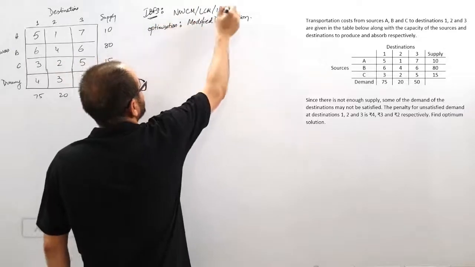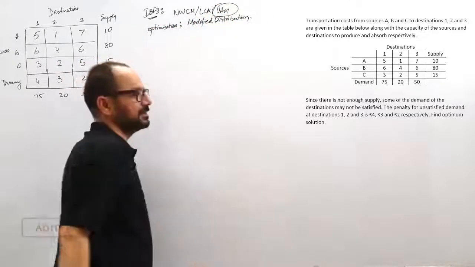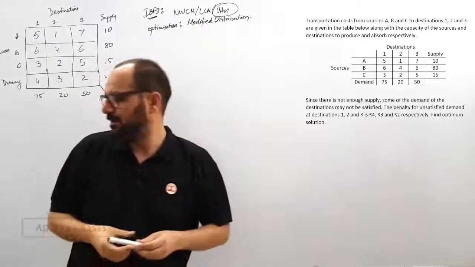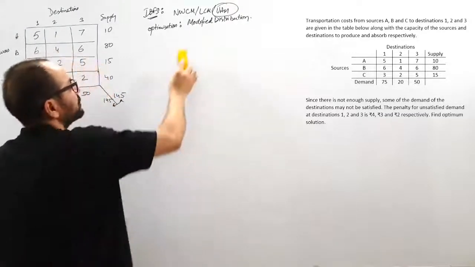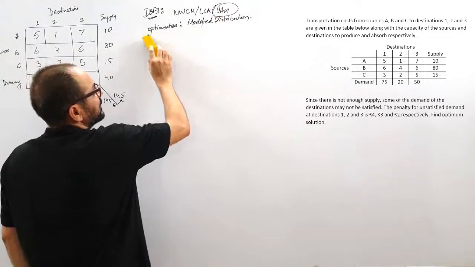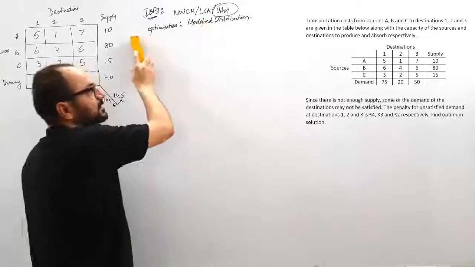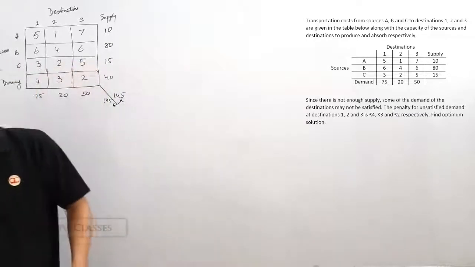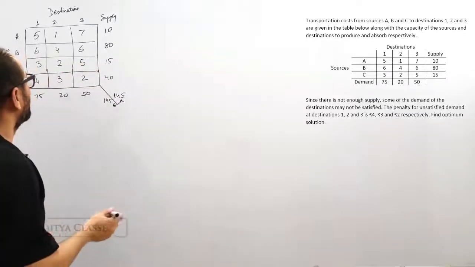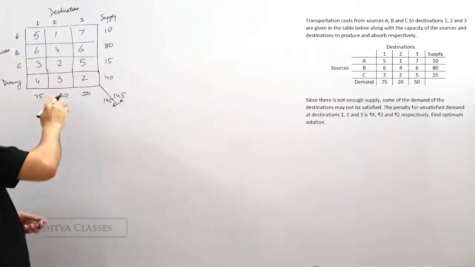Now from all these three methods, VAM is the most efficient one, which generally leads us to the best solution. So we'll be finding out IBFS using VAM, and then we'll make use of modified distribution to check if whatever solution we have found out is optimal. How do we go about VAM? We need to find out penalties.